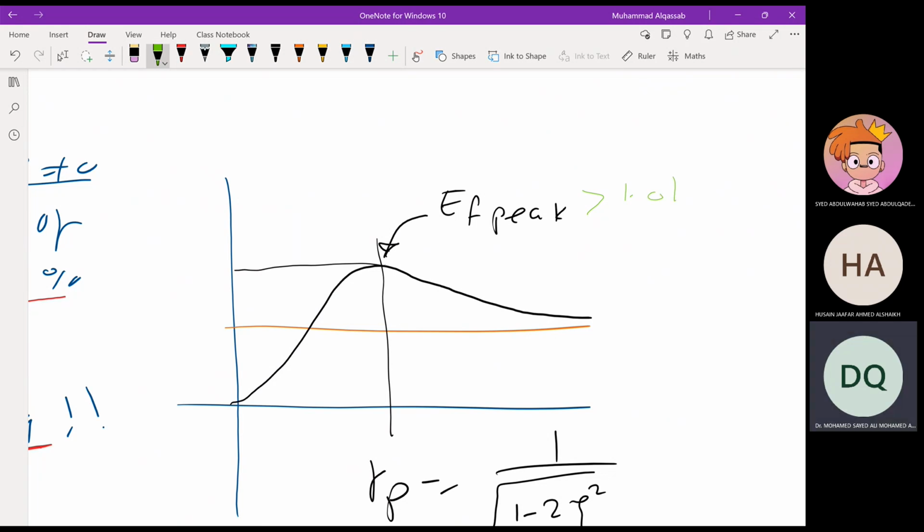then it means that 1.01 is here, right? Because if the error factor at the peak, at the maximum, is greater than 1.01, then the 1.01 is below. And then the useful range will start from here. This is the useful range.